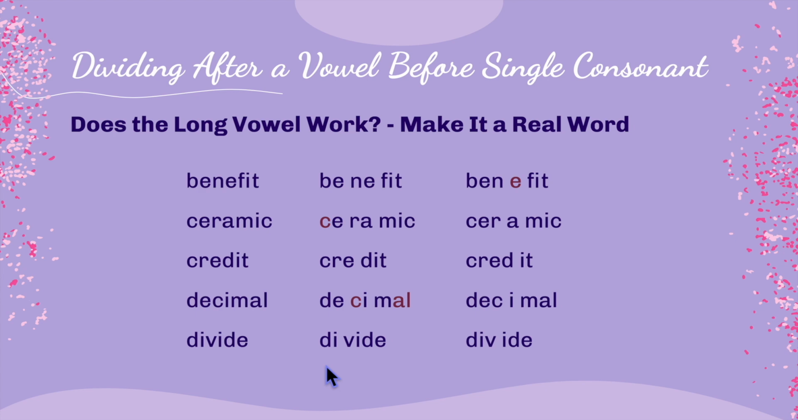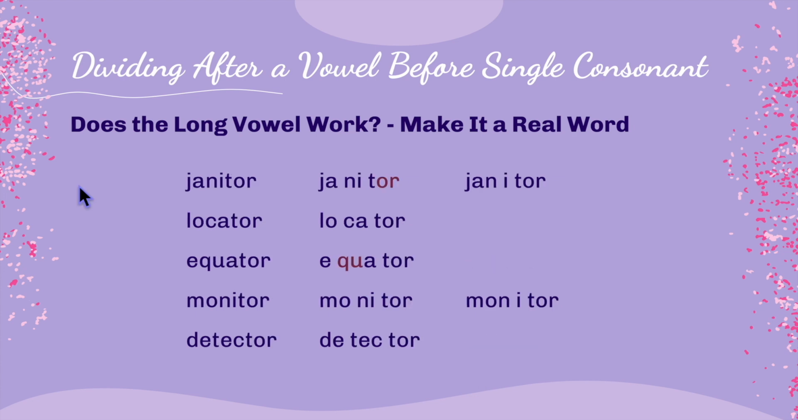If that doesn't give us a word we recognize, then we try splitting after the consonant and using the short sound instead to see if that gives us a word we recognize. Let's practice a few more words. Try dividing these words after a vowel before a single consonant. See if it gives you a word you recognize. If it doesn't, try dividing after that consonant instead of before it. OR at the end of a longer word usually says instead of a clear or sound.